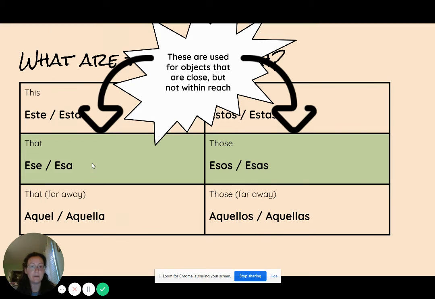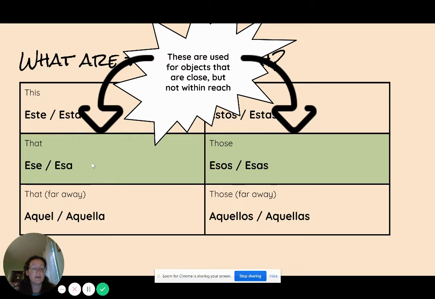The next row that we're going to look at. So these are used for objects that are close to you, but they're not exactly within reach. So like that desk, ese escritorio. Those students, esos estudiantes. But anyway, the pronunciation of these, we have ese, esa, esos, and esas.